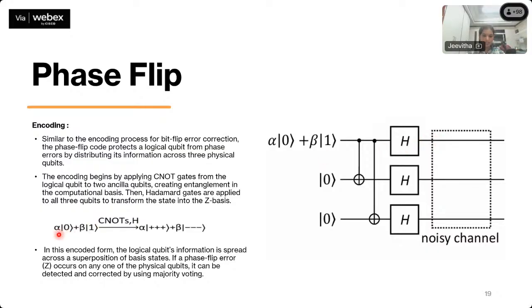So at the beginning, alpha 0 plus beta 1, and we apply 2 CNOTs to entangle with these 2 qubits. So we are taking again 2 physical qubits, and this is our logical qubit. After the encoding, all the 3 combined become our one logical qubit composed of 3 physical qubits. At the beginning this will be our state, and after encoding, this will be our state, alpha plus plus plus plus beta minus minus minus. Logical 0 will be represented as this, and logical 1 will be represented as this.